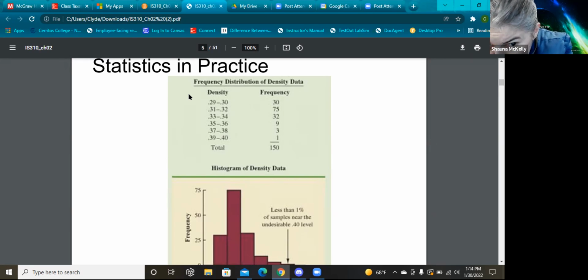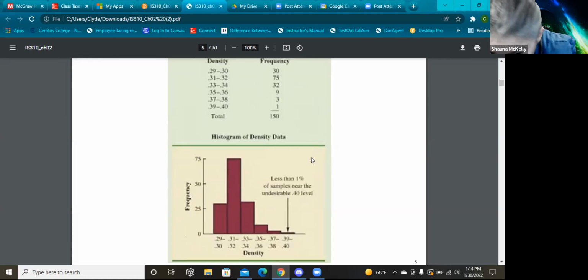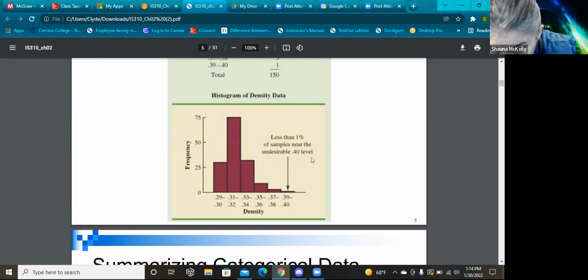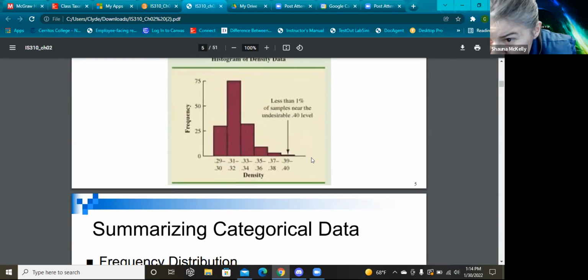So this top picture is a frequency distribution, a grouped frequency distribution. And the bottom picture below it is a histogram. So there are different situations that lend themselves to different kinds of graphing techniques that tell us different things.